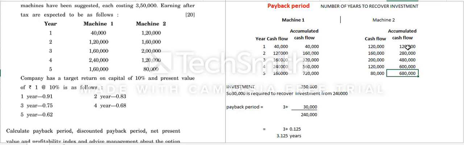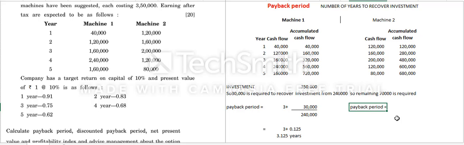Now you can see from here the company is able to get 2,80,000 at the end of second year, but at the end of third year they are getting some more amount, 4,80,000. So it would be somewhere near to 2 years, right? So how much more amount is required? 70,000. How? If I deduct 2,80,000 from 3,50,000, what I get is 70,000.